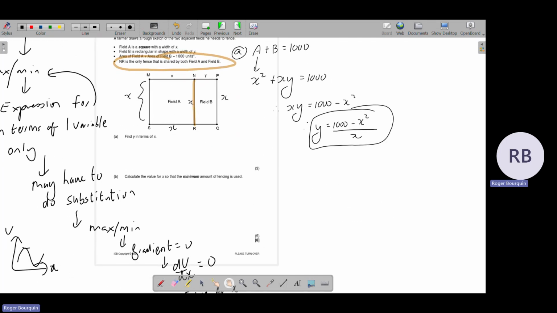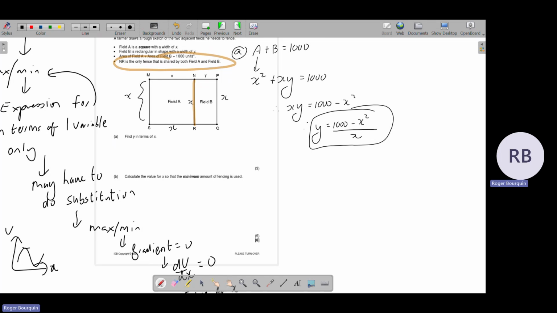Right. Then it says, calculate the value of x. Everyone okay with that up to there? Okay. So that the minimum amount of fencing is used. Right. But they didn't actually ask us what the minimum amount of fencing is, right? Okay, let's just have a look.